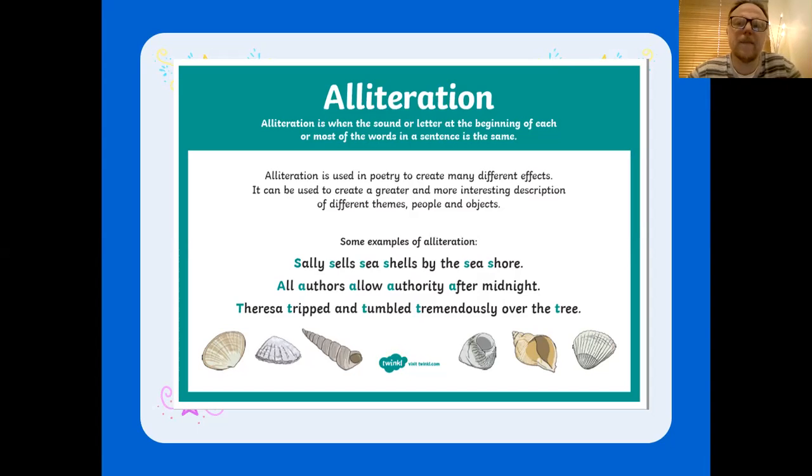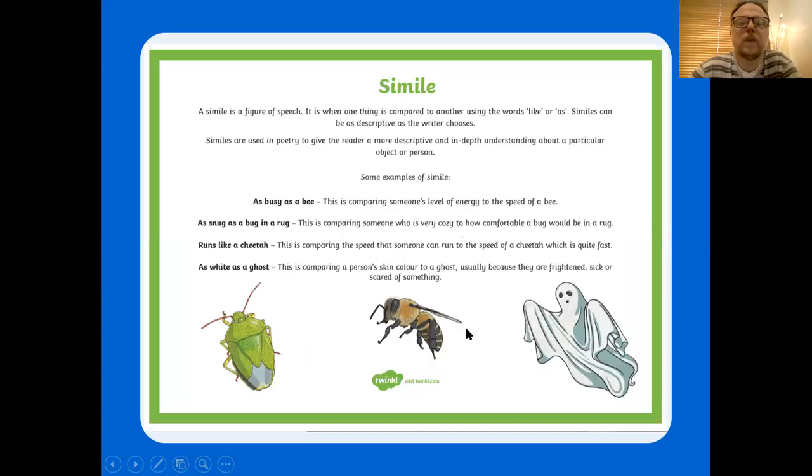But you don't have to have that many words with the same letter, the same sound to count as alliteration. Teresa tripped and tumbled tremendously over the tree. That sounds more like a line from a story, but when we see alliteration in a poem, it might just be three adjectives. The cute cat, again, curled on a cushion. There you go, four: cute cat curled on a cushion. Just came up with that. So, alliteration.